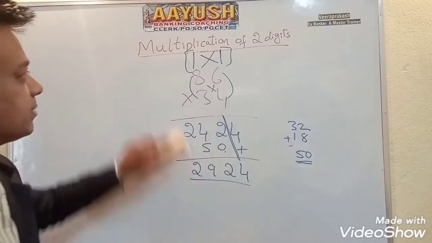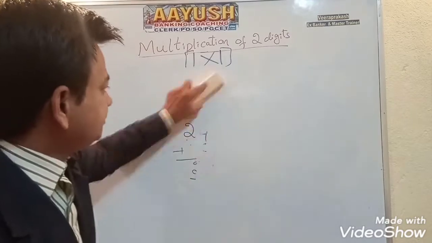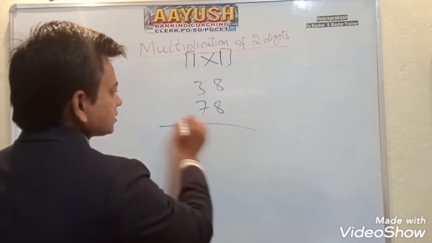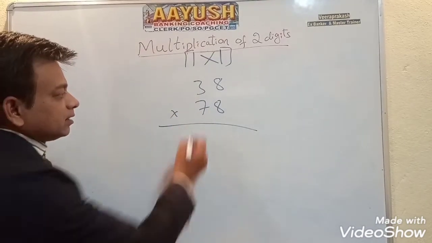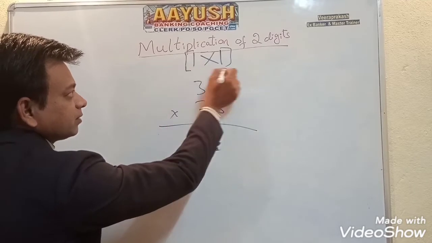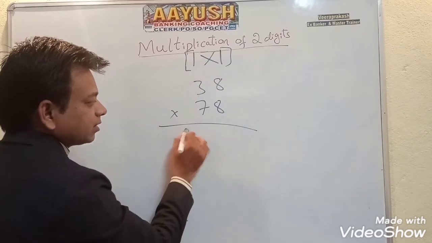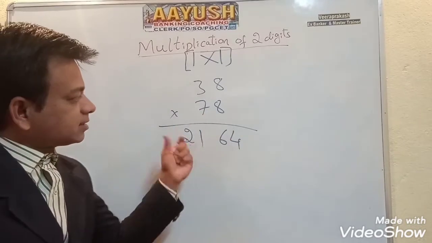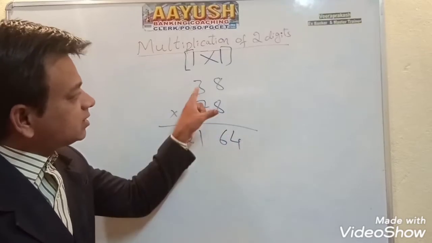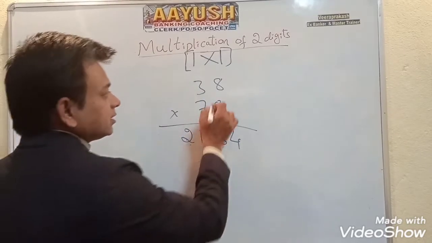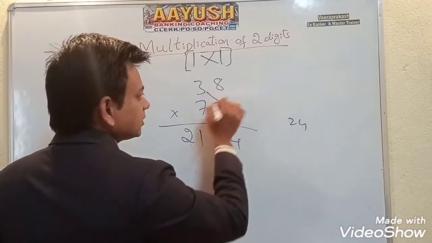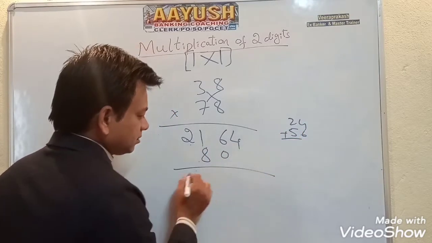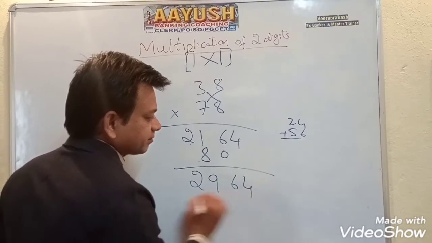We'll have some more examples to make you feel better. 38 into 78. First straight, as we told you here. 3 7s are 21, 8 8s are 64. So the first step is very easy, direct multiplication. Then the second step is cross multiplication. 3 8s are 24, 7 8s are 56. After addition, 80. Now the final answer is 2964.